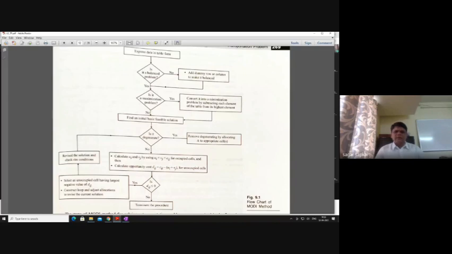If at all it is a maximization problem, then convert it into a minimization problem. How to convert it into a minimization problem? By subtracting each element of the table from its highest element. So we are going to consider one such problem, which is a maximization problem. How to convert it into minimization and solve by the minimization method, that we are going to discuss later on, most probably in the next lecture.